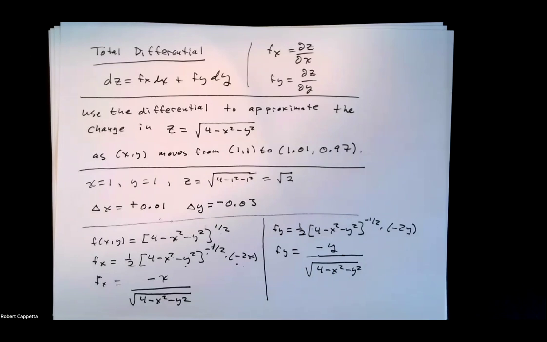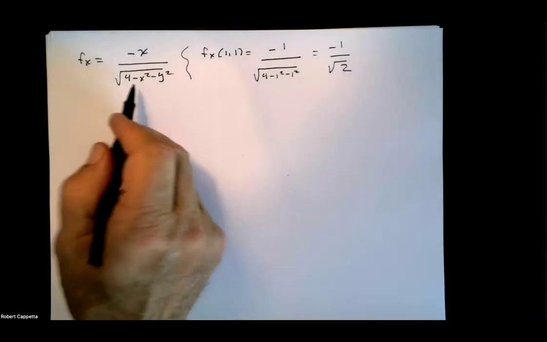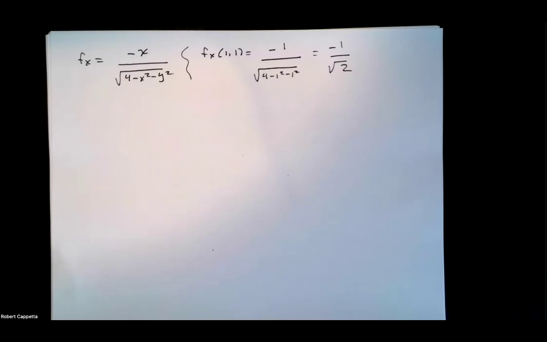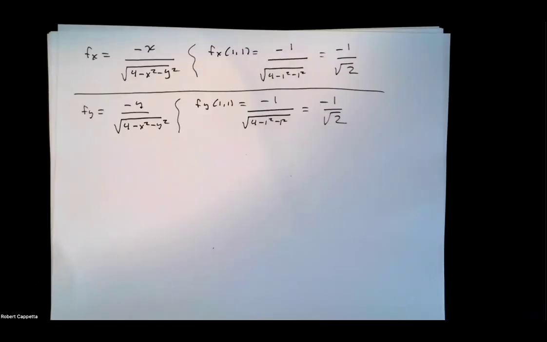So here's the information that we have. I know delta x and delta y, so I will use those to approximate dx and dy. I have the formulas for f sub x and f sub y, but I've got to evaluate them at my point of interest being 1, 1. That's what has to happen next. So doing our computation, plugging in 1, 1, we get negative 1 over root 2 for f sub x at 1, 1. And similarly, f sub y is negative 1 over root 2.